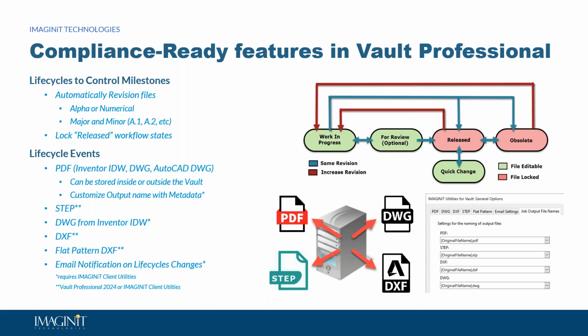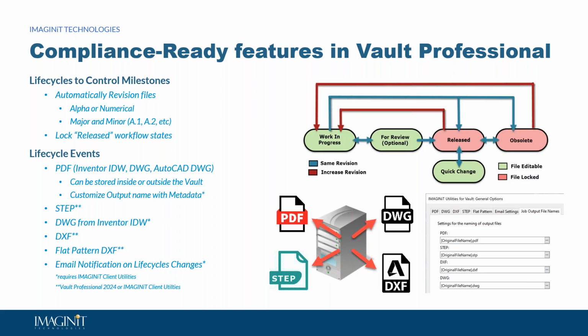A sample one here is shown in the upper right, where you check a file in, it becomes work in progress. Maybe I put it into a review state for someone else to look at, maybe a manager, maybe a project manager. And once they say it looks good, they release it. It becomes locked. They can't check it in or check it out. They can't delete it. It's there. It's a milestone, right? It should exist forever because we've released it to the public or to a vendor or to somebody, right? It's a controlled copy.